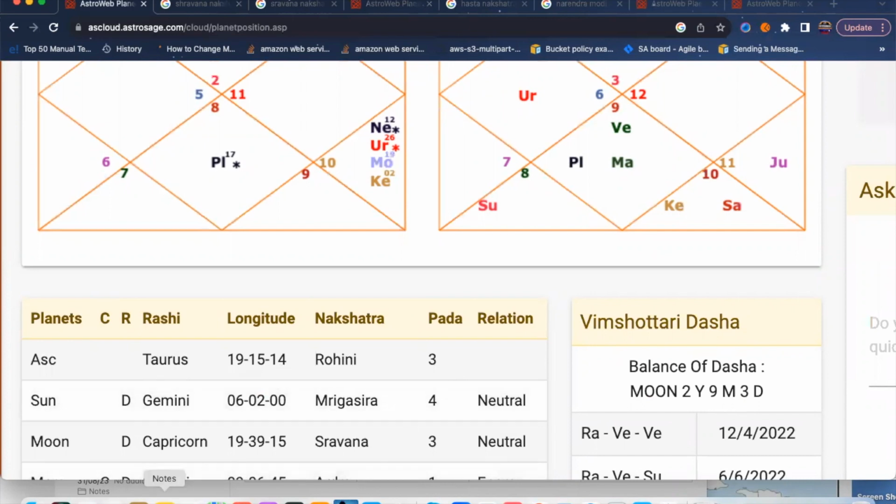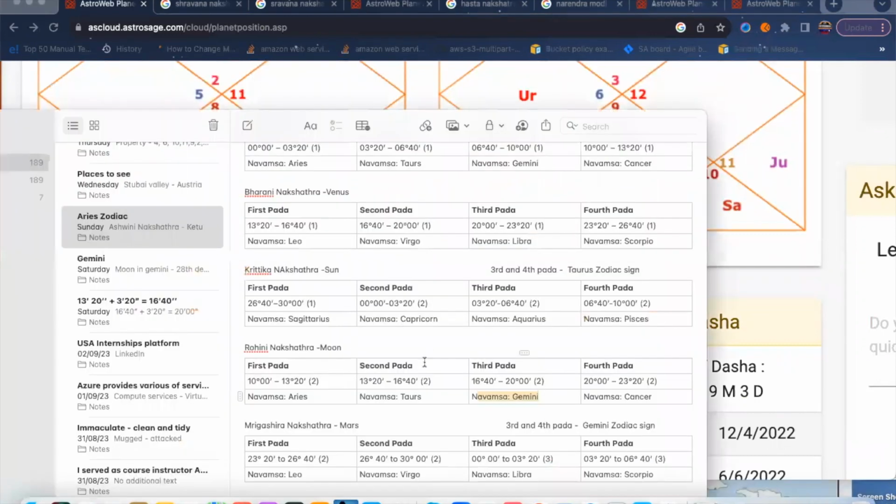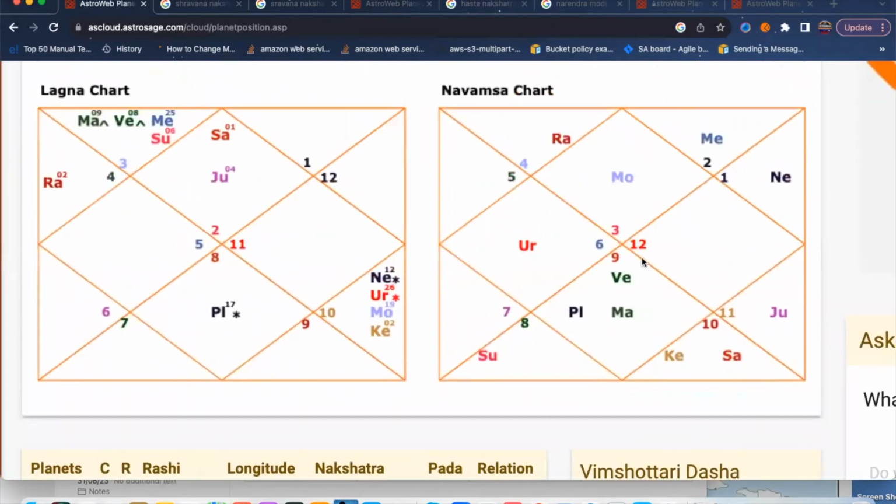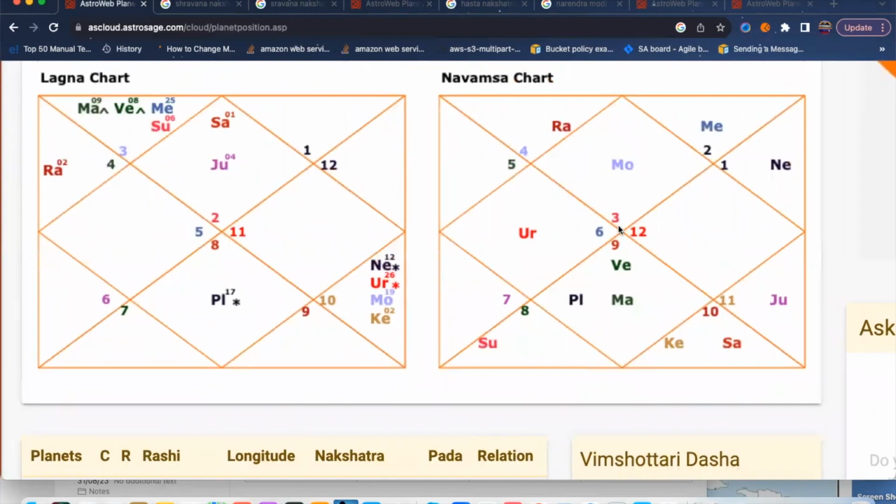Then directly go to this: what Rohini Nakshatra ranges from which pada, and that pada belongs to which Navamsa. Generally, Rohini Nakshatra's third pada belongs to Gemini Navamsa. So that's why this person is in Gemini Navamsa ascendant. You need to check it like that. After checking the ascendant Navamsa, you need to start predicting.